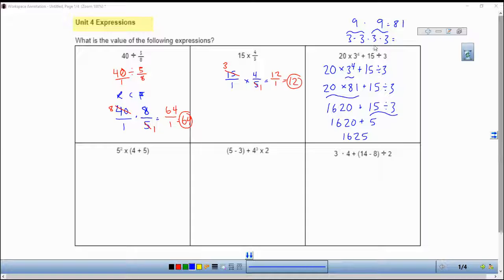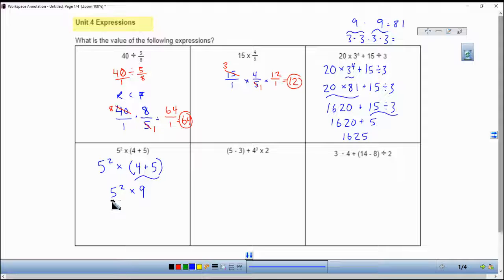Okay, let's try the next one. First step is we're going to rewrite it. 5 squared times 4 plus 5. So let's look first for parentheses. We see there is a parenthesis. We'll do that first. 4 plus 5 is 9. So we have 5 squared times 9.